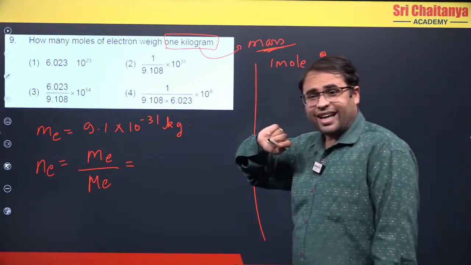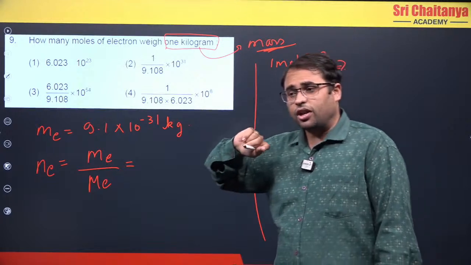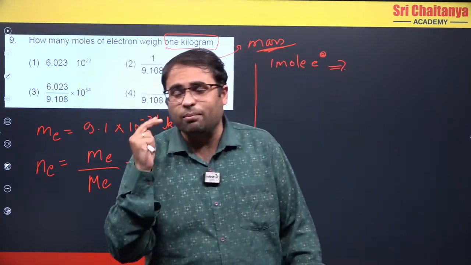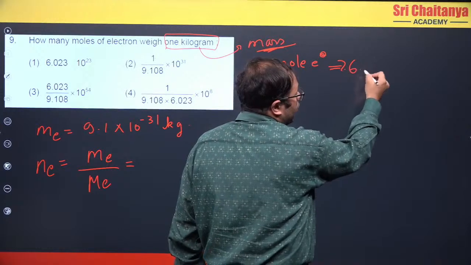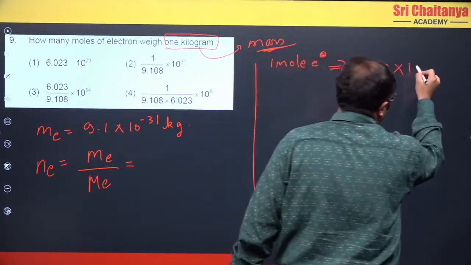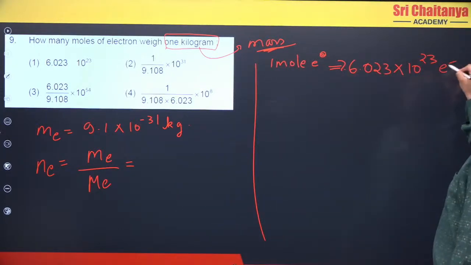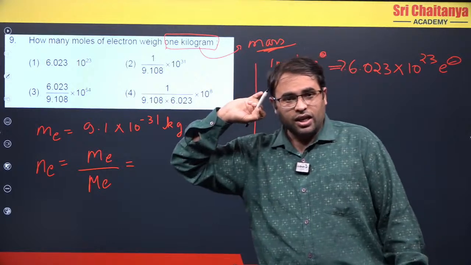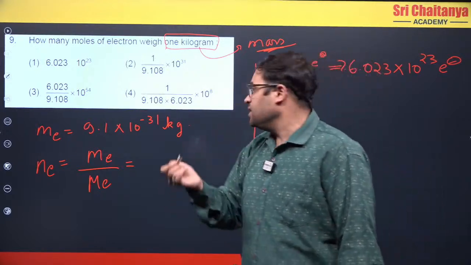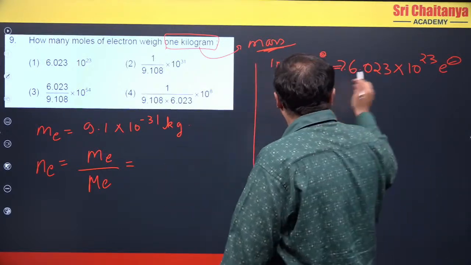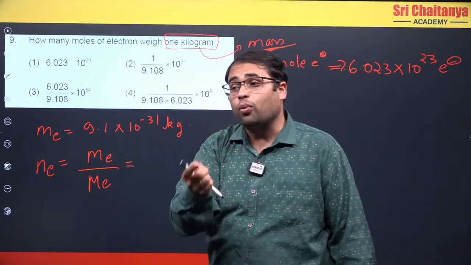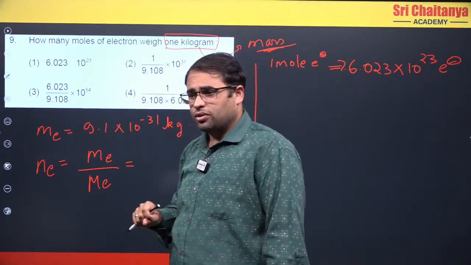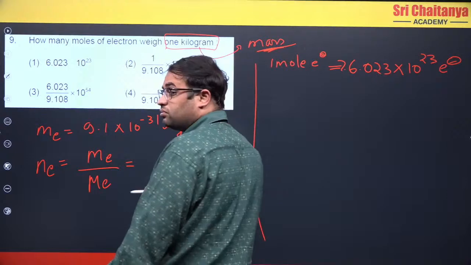Whoever have joined can tell me in the comment section: 1 mole electrons, how many number of electrons does 1 mole mean? It means 6.023 into 10 raised to power 23 electrons, right? That is what it means. So if you multiply this by mass of 1 electron, you will get mass of 1 mole electrons, right?